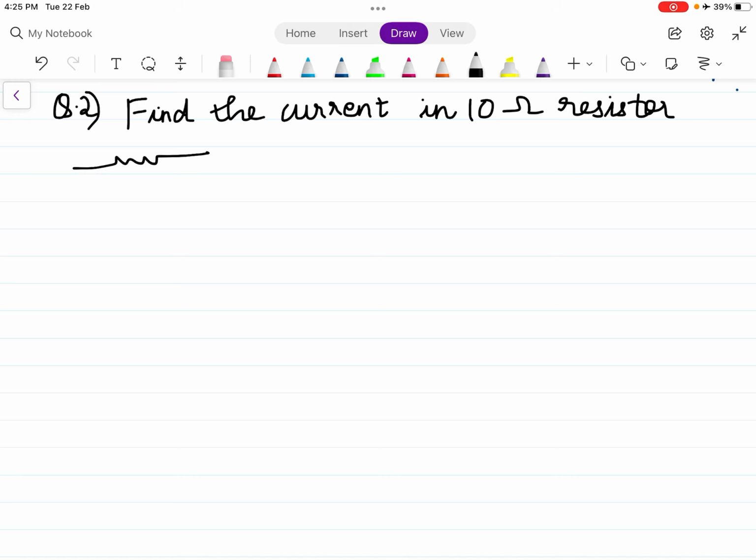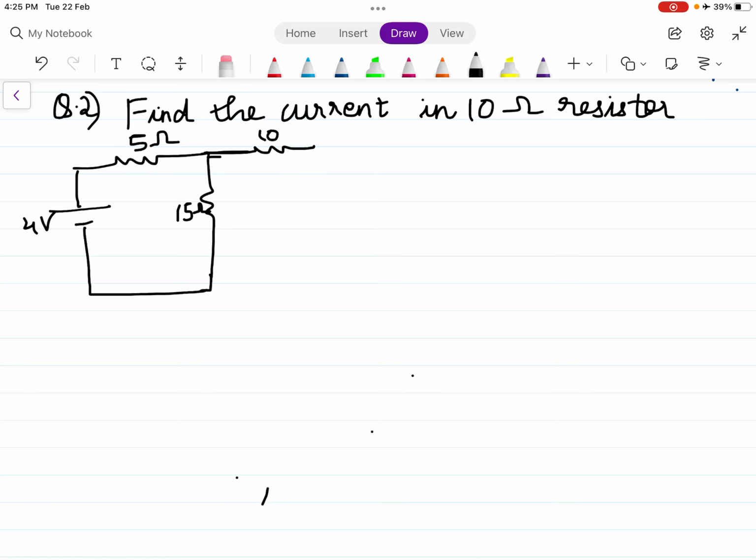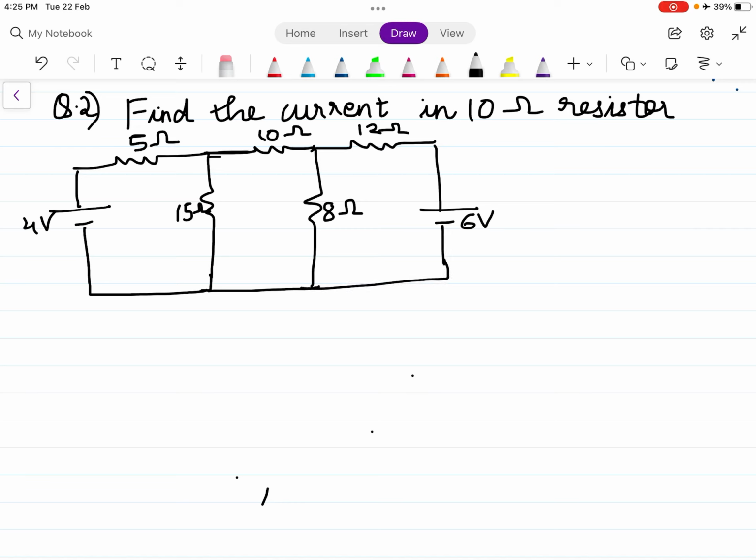So this is given as 5 ohm. This is given as 4 volt. This is given as 15 ohms, 10 ohms, 8 ohms, 12 ohms, 6 volt, and this is like this, okay.